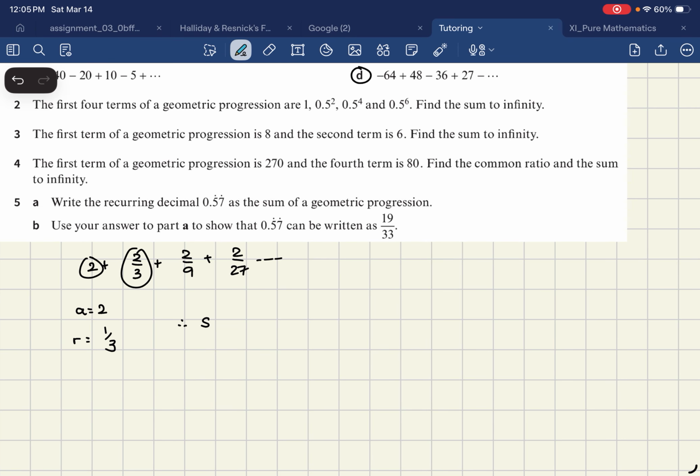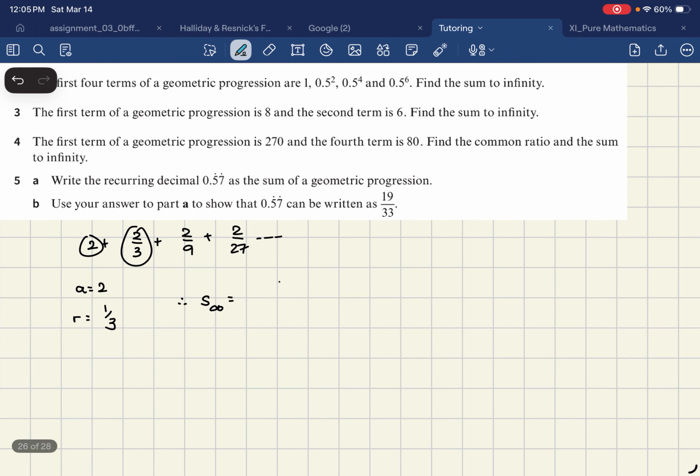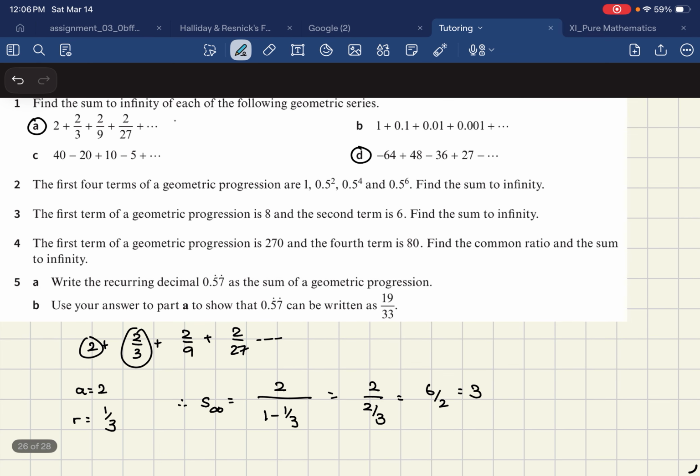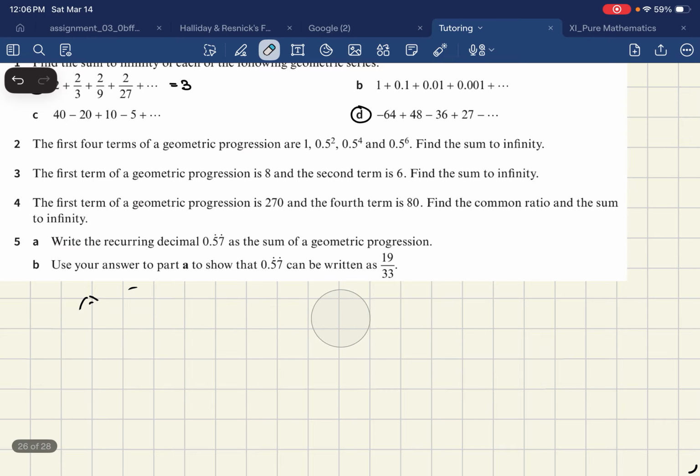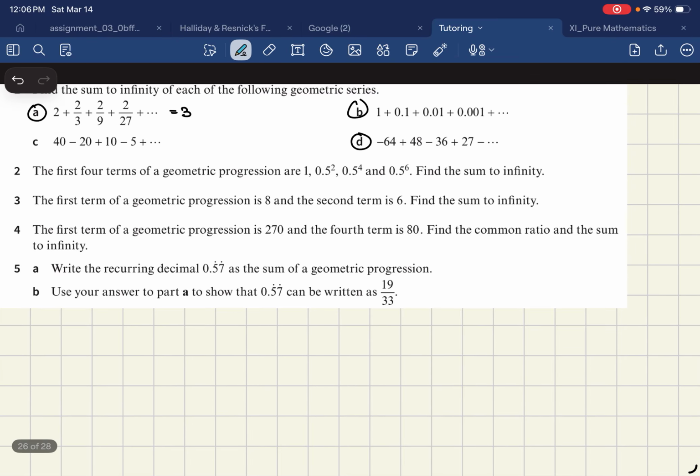So the sum of an infinite amount of terms is going to be a divided by 1 minus r. So it's going to be 2 divided by 2 over 3, and that is 6 over 2, which is just 3. So this just adds to 3. And let's look at question D. Actually, these are very short questions, so I'll do B and C as well.